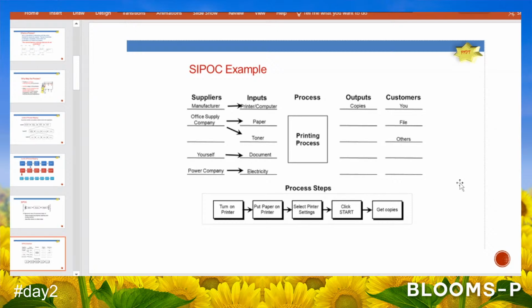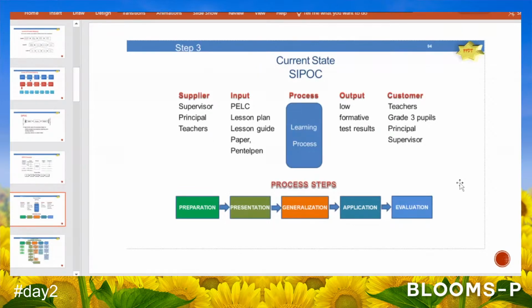So you've got the idea about SIPOC. It's very simple. But at the beginning, we are also confused about what we are going to do. But literally, everything was said in this particular example. Thank you so much, Sir Edphil. Now, may I proceed to the next slide? So here is another one, a current state SIPOC.